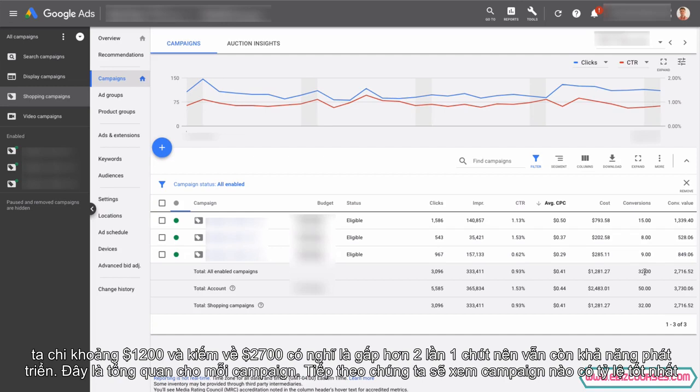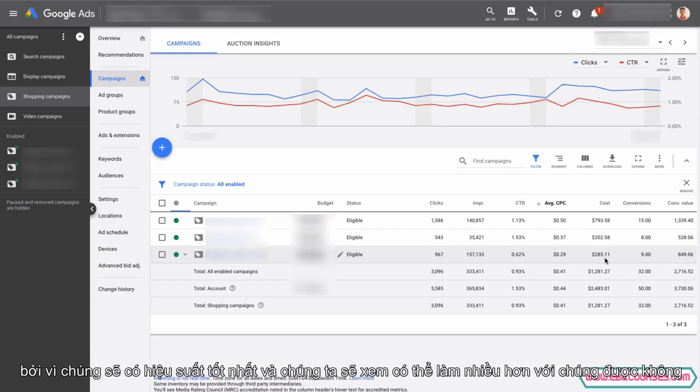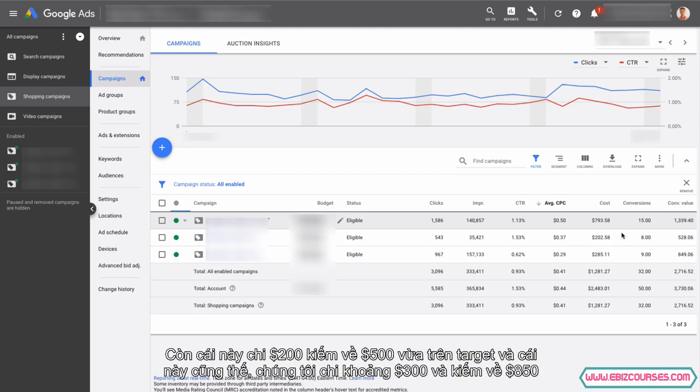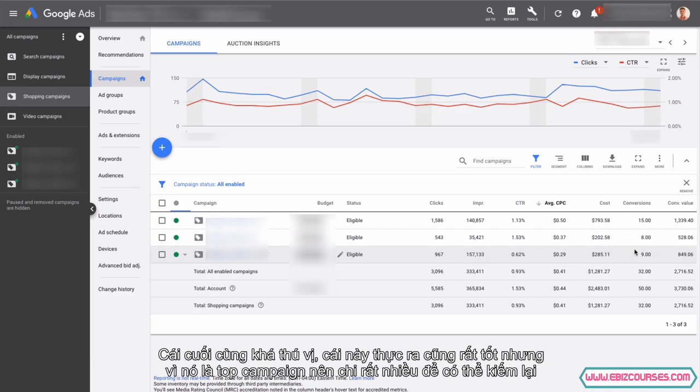Next, we actually want to look at the campaigns with the best ratio, because they're doing the best, and see if we can do more of that, and also at the worst. So here, this campaign, the top one, it spent about $800 and it made about 1,300 back. So actually below our target. While this one spent 200, made back 500. We're above the target. And here as well, we spent not even 300 and we made back 850. So the last one is very interesting.